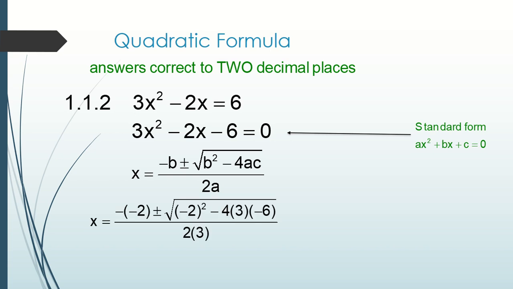Now you substitute all the relevant details. From the standard form quadratic equation, a is equal to 3, b is minus 2, and c is equal to minus 6. You can just put this in your calculator as is, and you will get your first answer being 1,79. That is 2 decimal places. And the other one is minus 1,12.